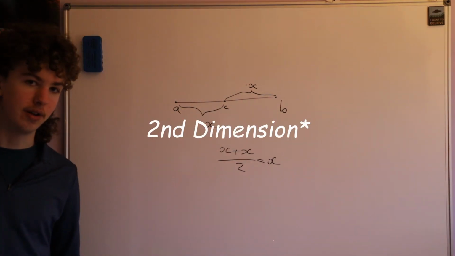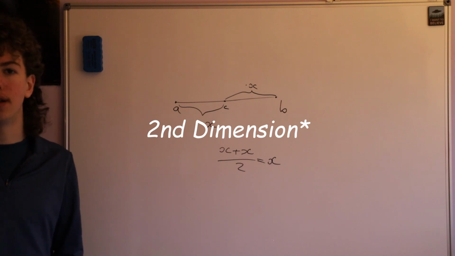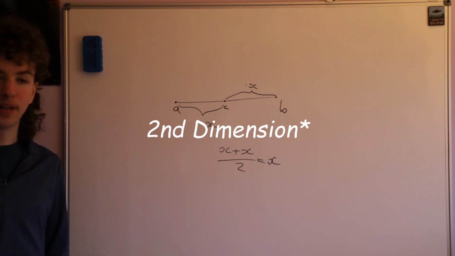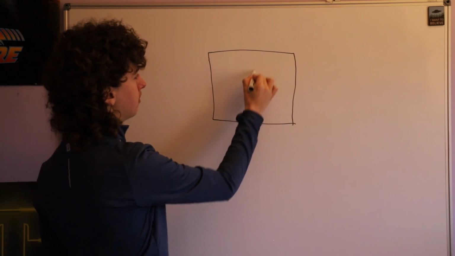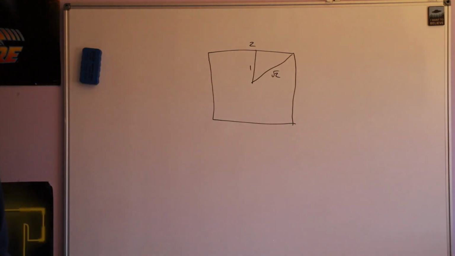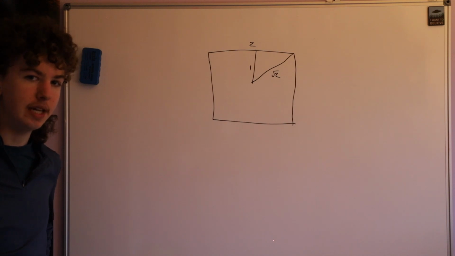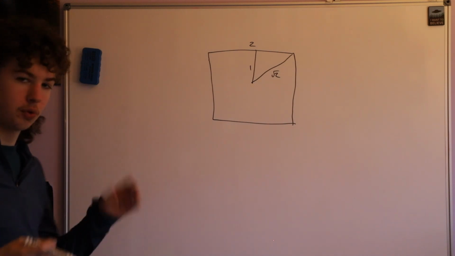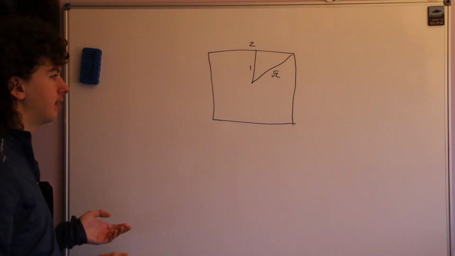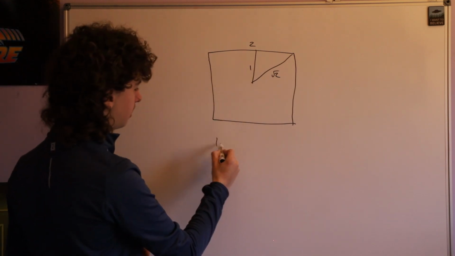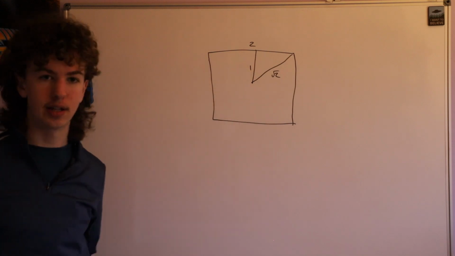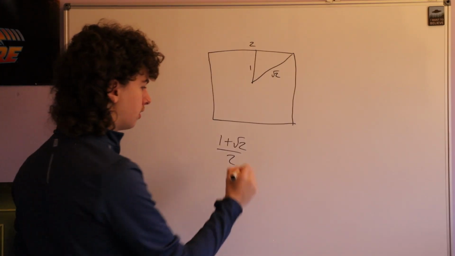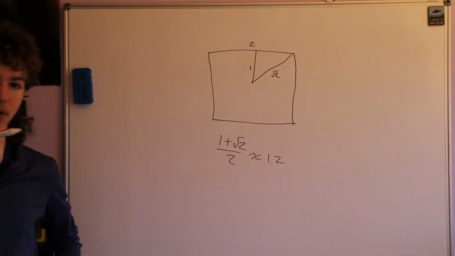What do we do in the third dimension? Because there's an infinite number of lengths from the centre to the edge. So in the second dimension, we start with a square. And let's set the side length equal to 2. What if we just take a mean of the shortest length and the longest length from the centre? The mean of 1 and root 2, which is about 1.2.